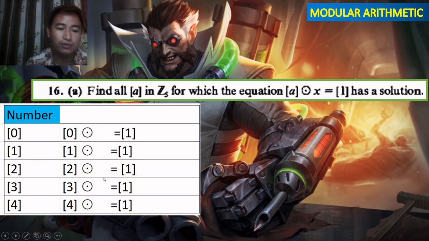Tama no? 2, 3. 3 ni diri niya. Si 4, 3 kay 2. 3 times 2 kay 1, kaya ganun 1 man, 3 times 2 is 6. 6 kay 12 man sa 1 in Z5. Nya 4. Saan man si 4? 4 times 4, 16. Tama? Then, iyang remainder kay 1.